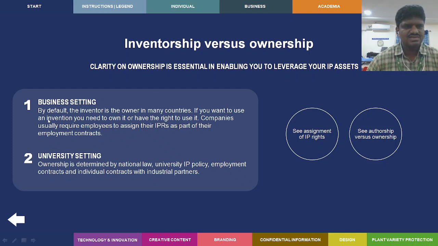Next, business settings. This is the first point: by default, the inventor is the owner in many countries. If you want to use an invention, you need to own it or have the right to use it. Companies usually require employees to assign their IPRs as part of their employment contracts. In university settings, ownership is determined by national law and university intellectual property policy. Next, employment contracts and individual contracts with industrial partners. This depends upon what type of contracts they have between the employer and employees. The inventor may be anyone, but ownership depends upon the contract between them.